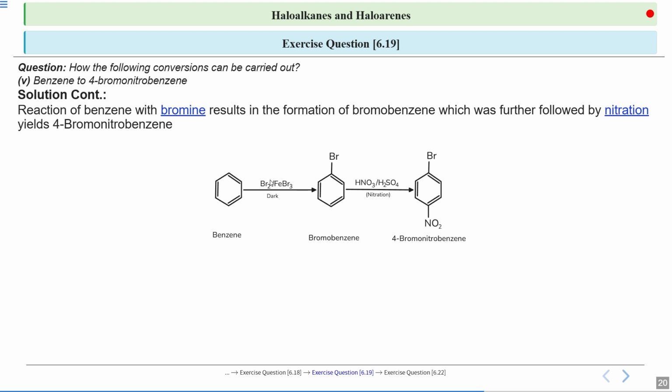After the halogenation with the bromine molecule, this benzene will convert into bromobenzene. Now for this bromobenzene, you have to do the nitration process in the presence of HNO3 and sulfuric acid. You will get 4-bromo-nitrobenzene, or you can say nitro-substituted bromobenzene. Okay, so this is the conversion of benzene to 4-bromo-nitrobenzene.